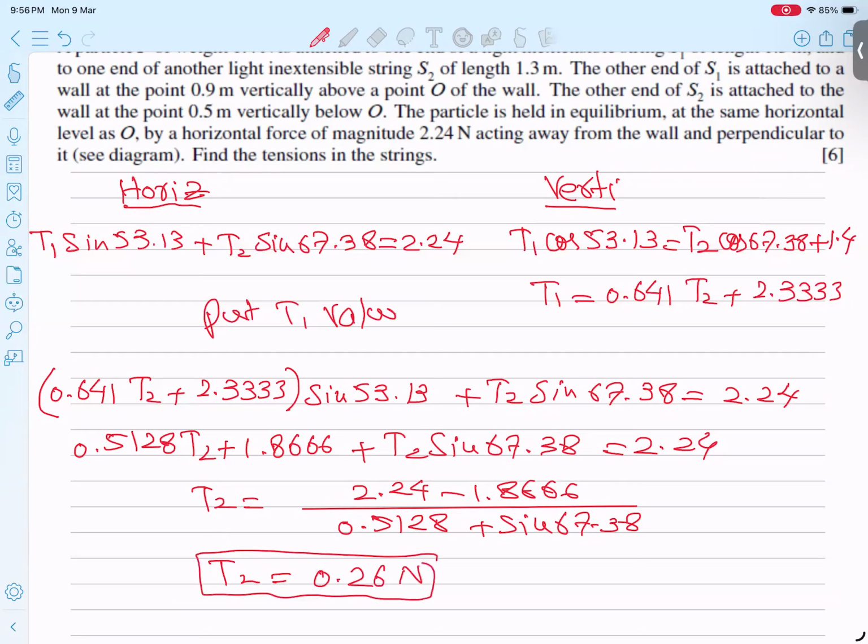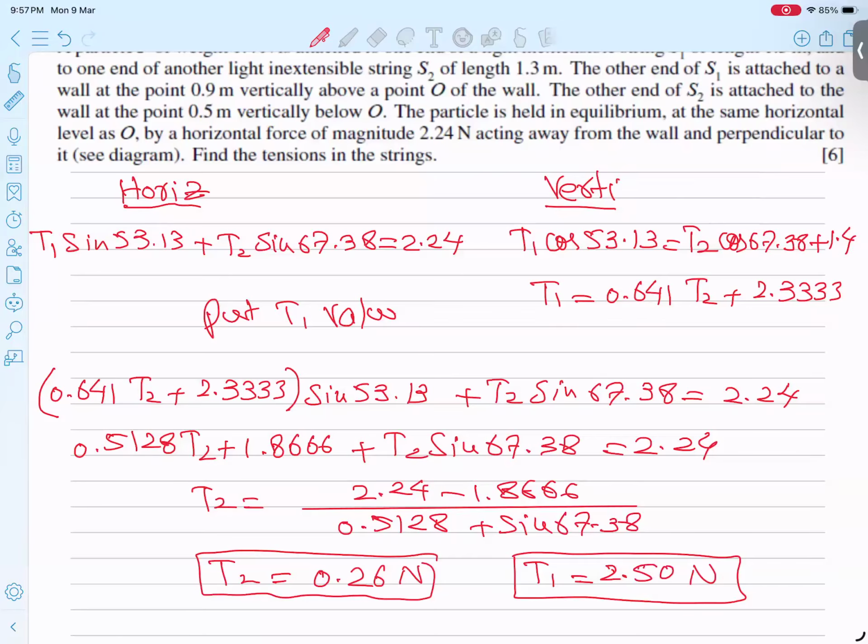If I put this value in this place, I get T1. Typing it directly, I get 0.641 times 0.26 plus 2.333, and my answer turns out to be 2.499. If I round it, I get 2.50.